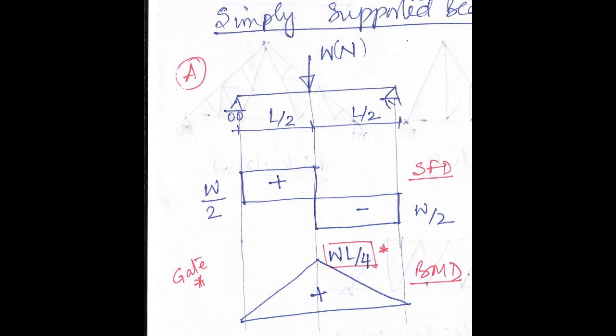So the shear force diagram is like this. As you can see, two opposite rectangles are formed and the bending moment diagram is a triangle, and the maximum value of the bending moment is WL by 4. I have put a star mark here because this type of question is directly asked in the GATE: find the bending moment value for a simply supported beam with a point load at its center. And in this case, what is the maximum value of shear force? The maximum value of shear force is W by 2.